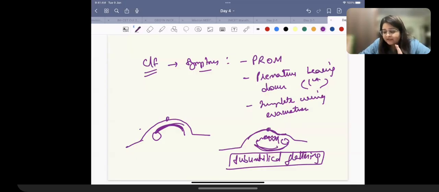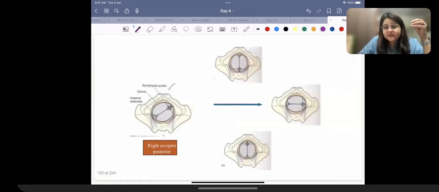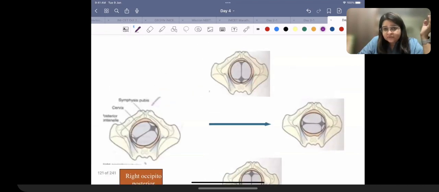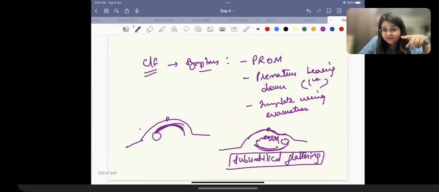Okay, so sub-umbilical flattening, PROM, premature bearing down, incomplete urinary evacuation. These are common symptoms of occipito-posterior position. Now, what's the next question that comes? Next question is, in occipito-posterior position, what happens during labor? Yes, very good. Heartbeat in flanks, pediatrician. Thank you. I forgot that.